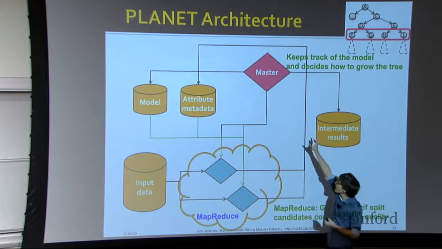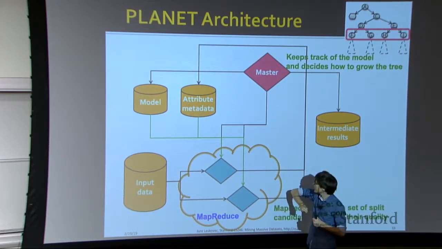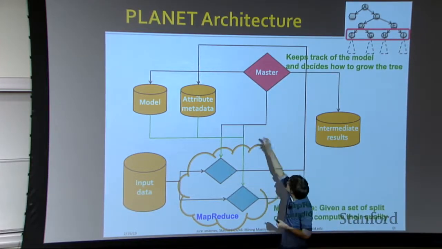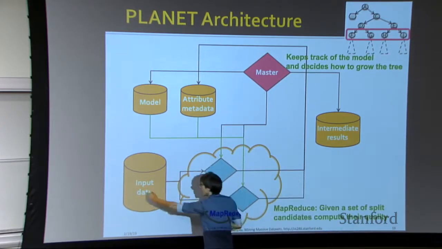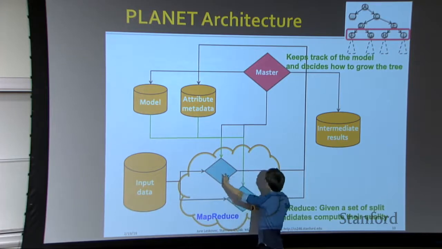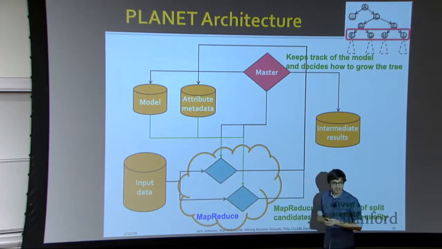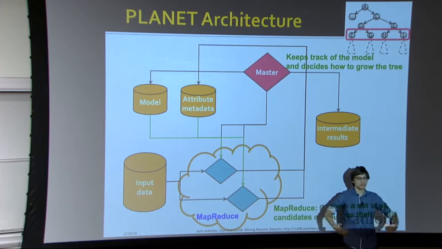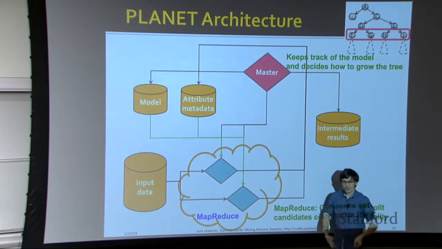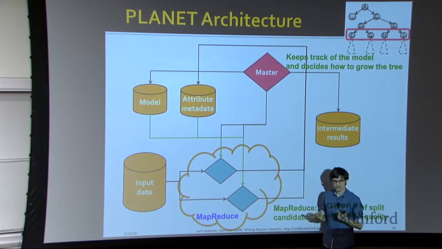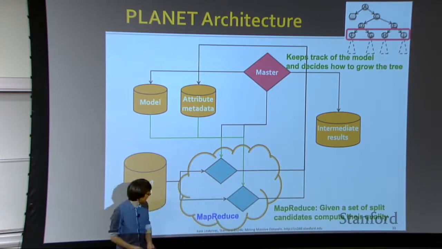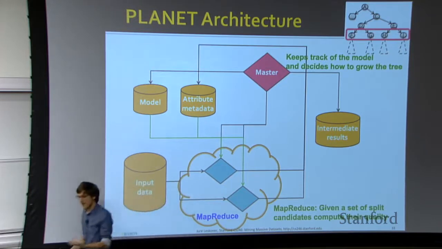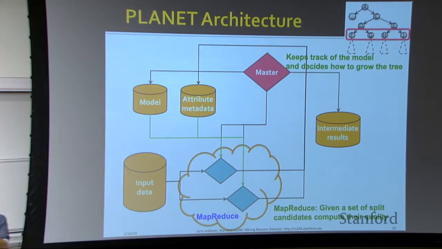So the idea is master will say, here is a set of split candidates. Each reducer will say, here is the current model plus the set of split candidates. Let me go over the data, evaluate those splits, return them to the master, and then master decides how to grow the tree for one more level. Again, generates a new set of split candidates. I will explain what that is, and this keeps going. Okay? So the MapReduce job is essentially evaluating how good of a split we get.